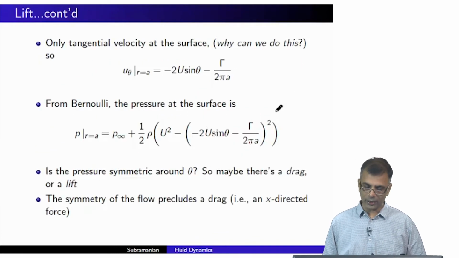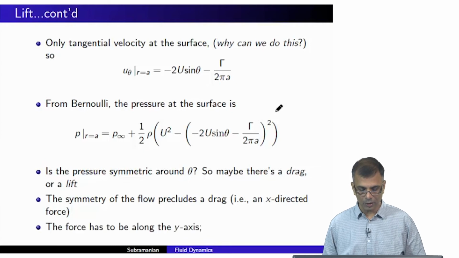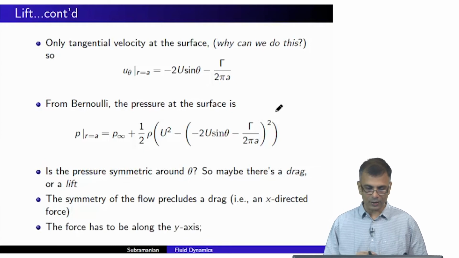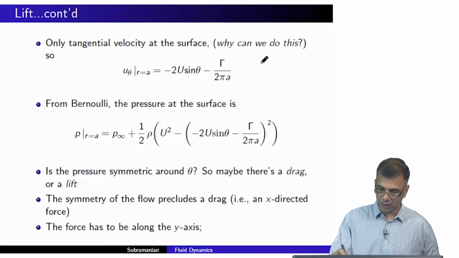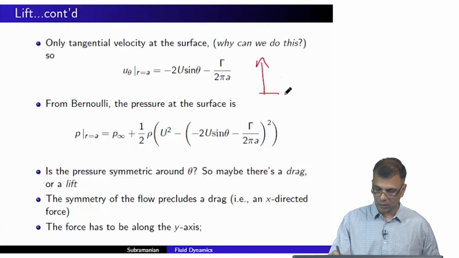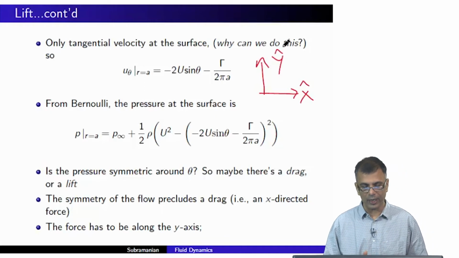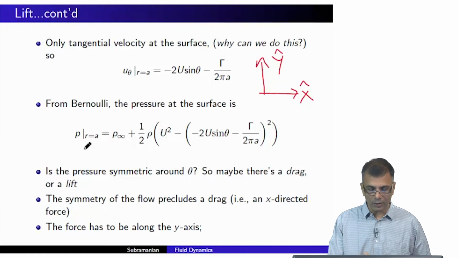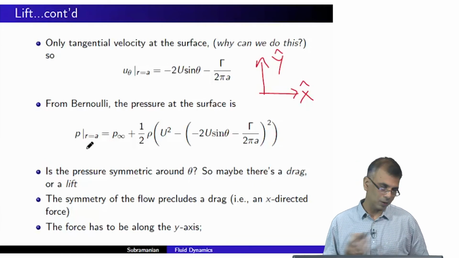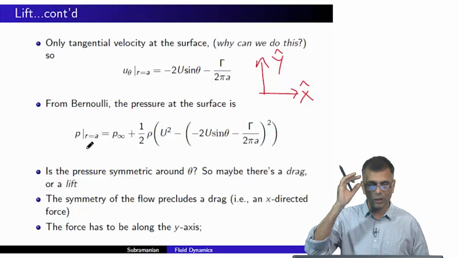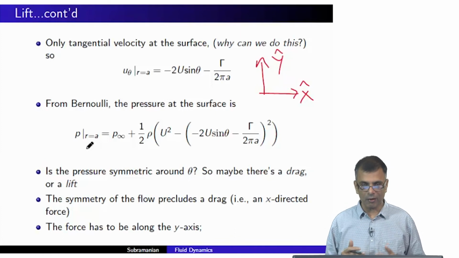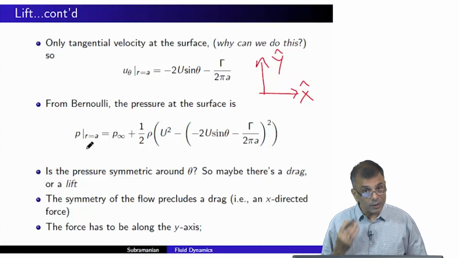In other words, there's no x-directed force. The force has to be along the y-axis, where this is x and this is y. Why is there a force? Again, because there's a gradient in pressure. The pressure is different below the ball and above the ball. So naturally, grad P gives rise to a force, and this is the lift.